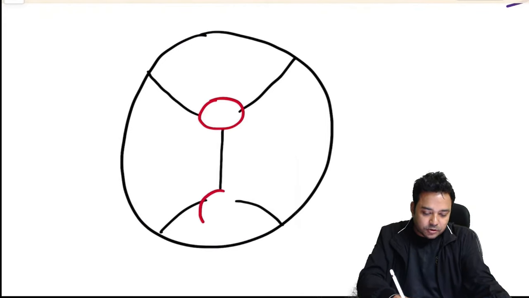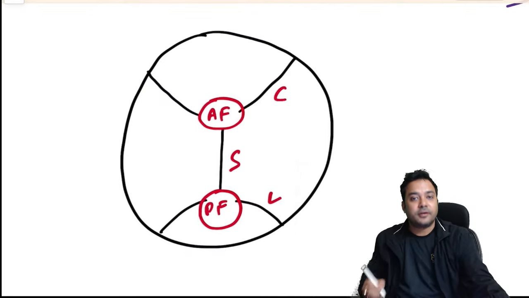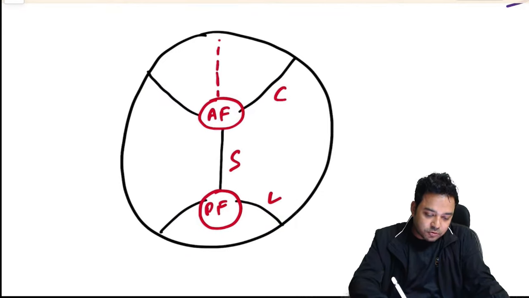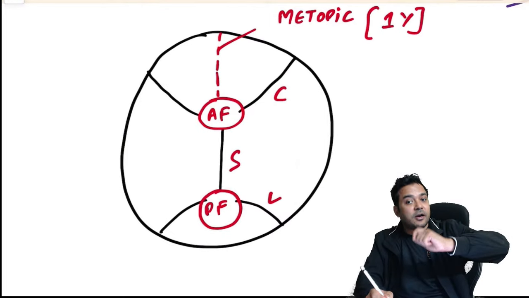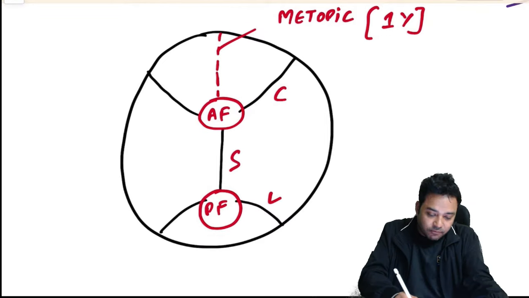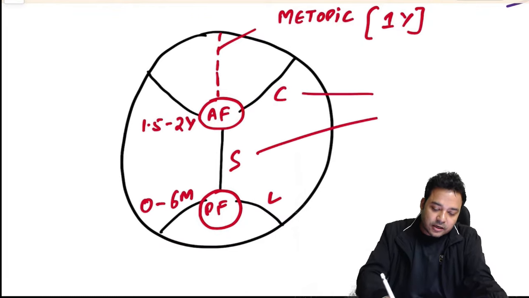Anterior fontanel, posterior fontanel. Then label, this is coronal, this is sagittal, this is lambdoid. Anteriorly between two frontal bones, you have the metopic suture. And remember one thing, metopic suture ossification occurs earliest by about 1 year. Anterior fontanel closure occurs at 1.5 to 2 years. Posterior fontanel between 0 to 6 months. Coronal, sagittal and lambdoid between 25 to 50 years.